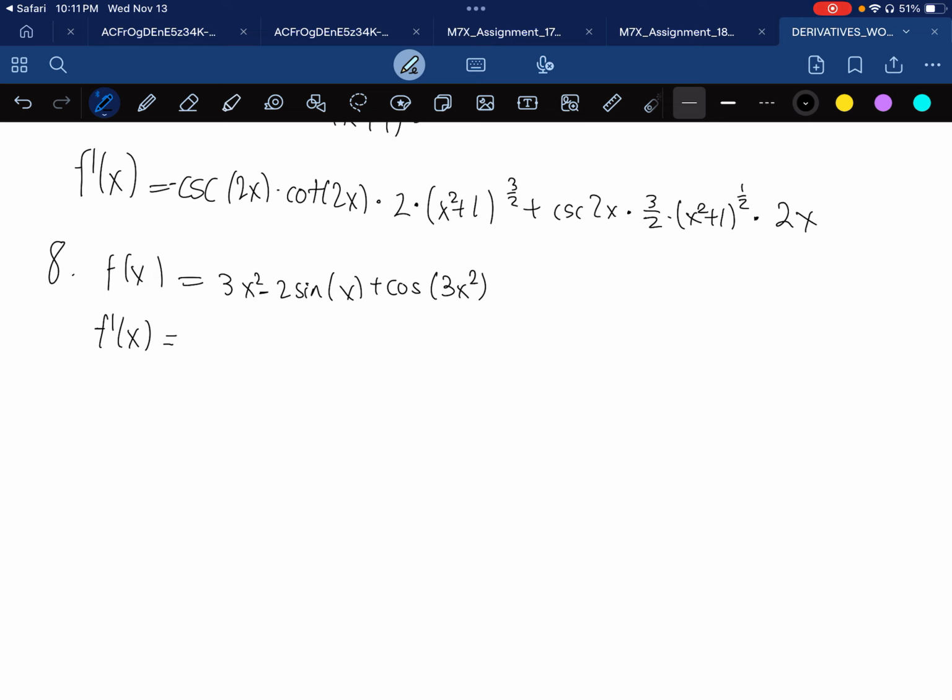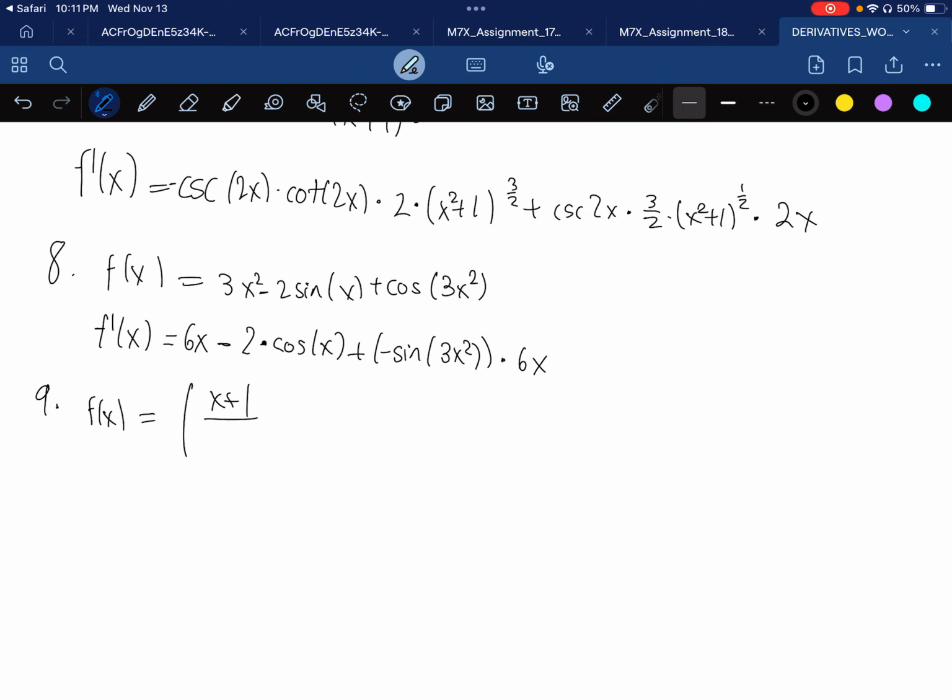Now, this derivative, okay, it's just straightforward. We're going to get 6x here, minus 2 times the derivative of sine of x, which is cosine of x. Nothing special there. Plus, okay, here's where we have to use the chain rule. So sine of the inside times the derivative of the inside, which is 6x. But nothing crazy.